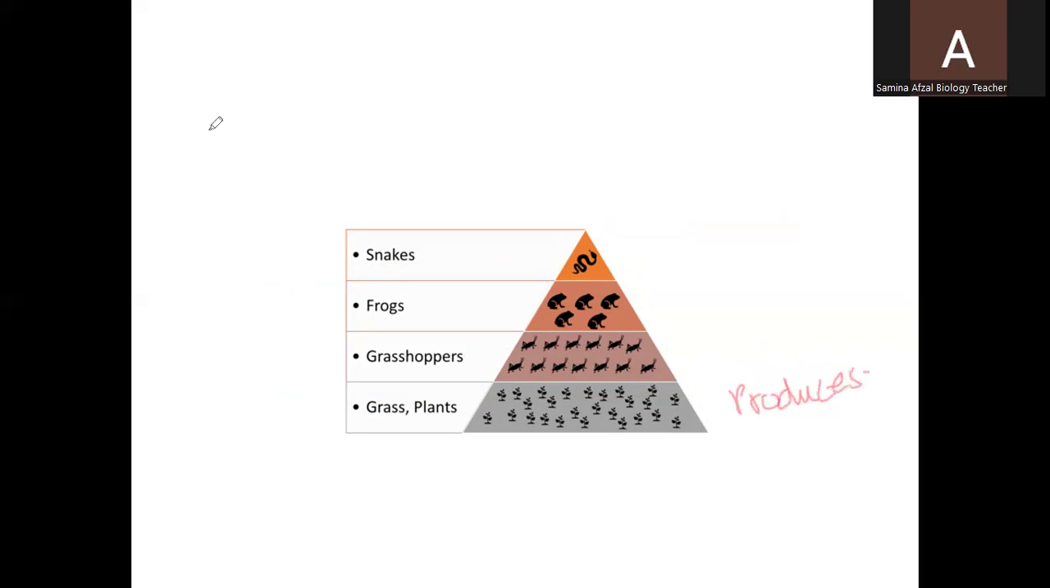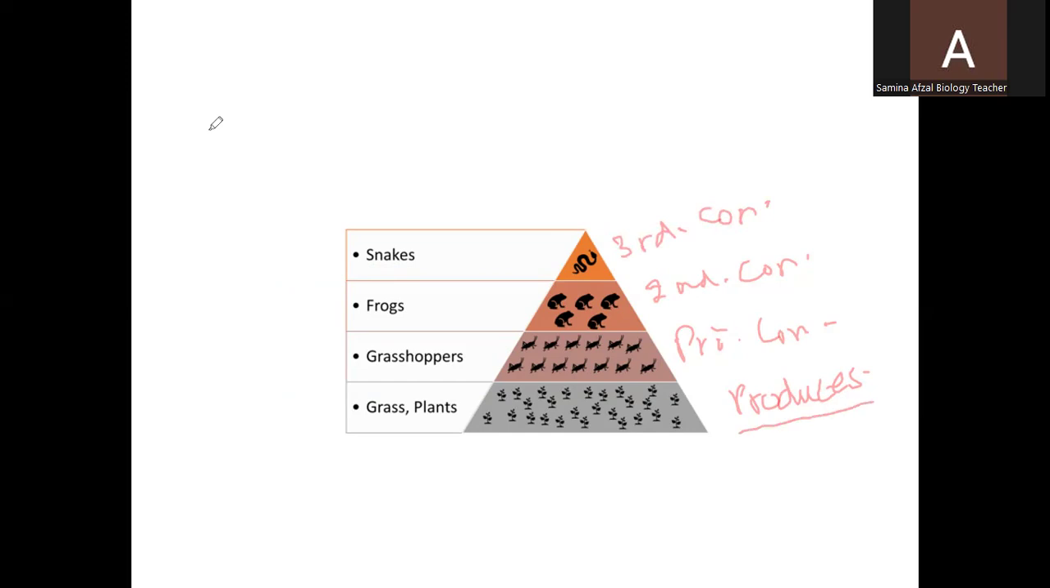They will be greater in number in comparison to the primary consumers, which will be less in number than plants, and then secondary consumers, which are frogs, which will be lesser in number than the grasshoppers, and the snake is the tertiary consumer, which will be lesser in number than the frogs.